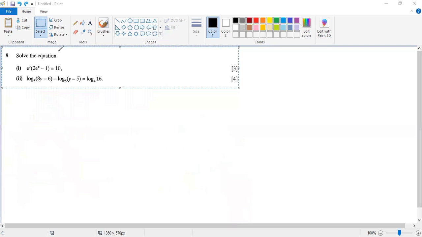With logs, one of the first things to look out for is the base. So always scan the base first. See whether the base is the same or not. Wherever the base is the same, the log laws can apply. If the base is not the same, you have to change it first or make it equal before we can apply any log laws, depending on which law you want to apply.